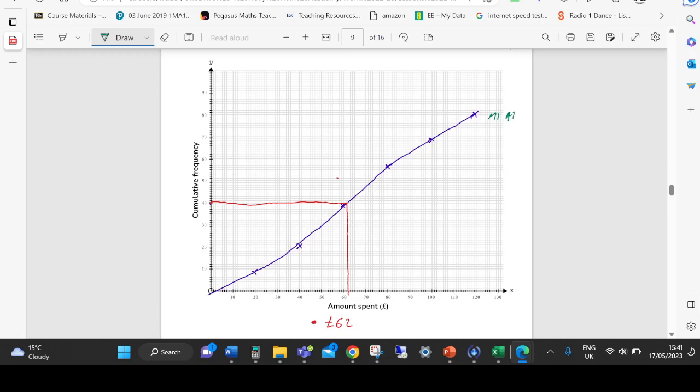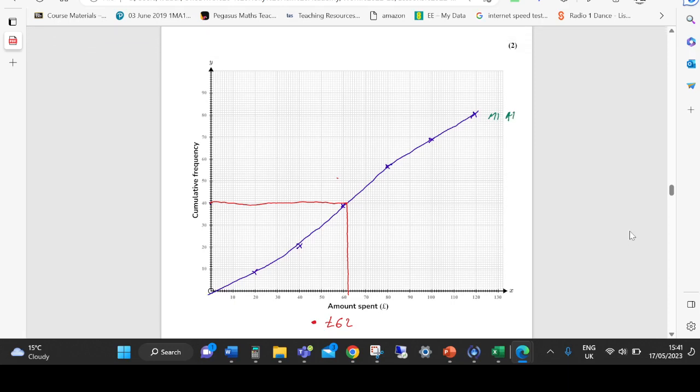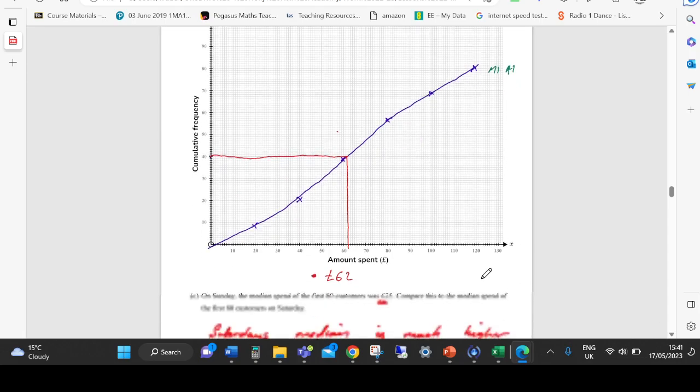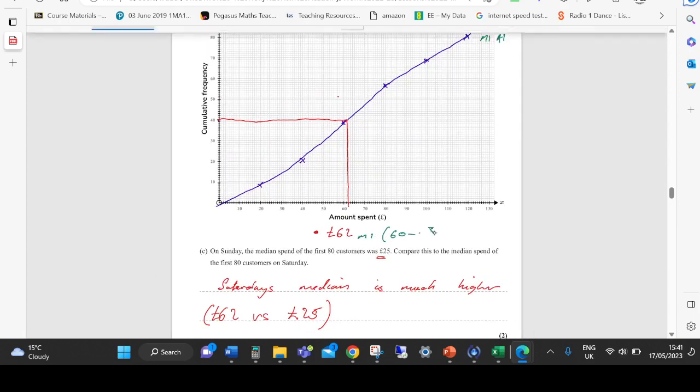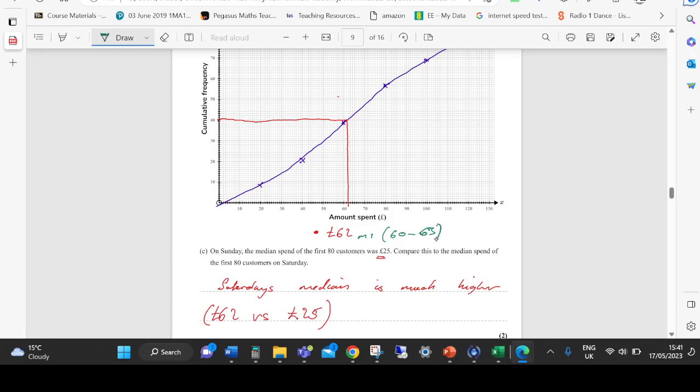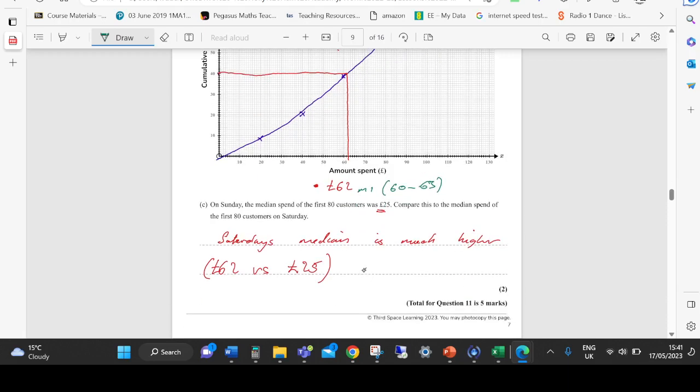And then for the second part, median on Sunday was 61, although it says allowing anything in the range 60 to 63. So it's M1 for finding the median, although anything between 60 to 63 is acceptable. And then the statement is the median on Saturday was much higher. Saturday's median is much higher would be absolutely fine for that. So A1.